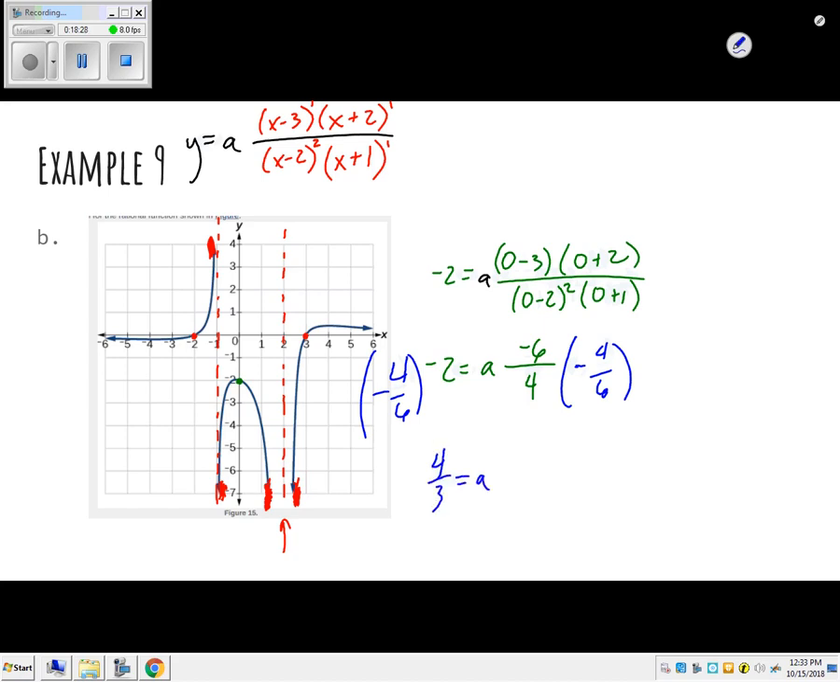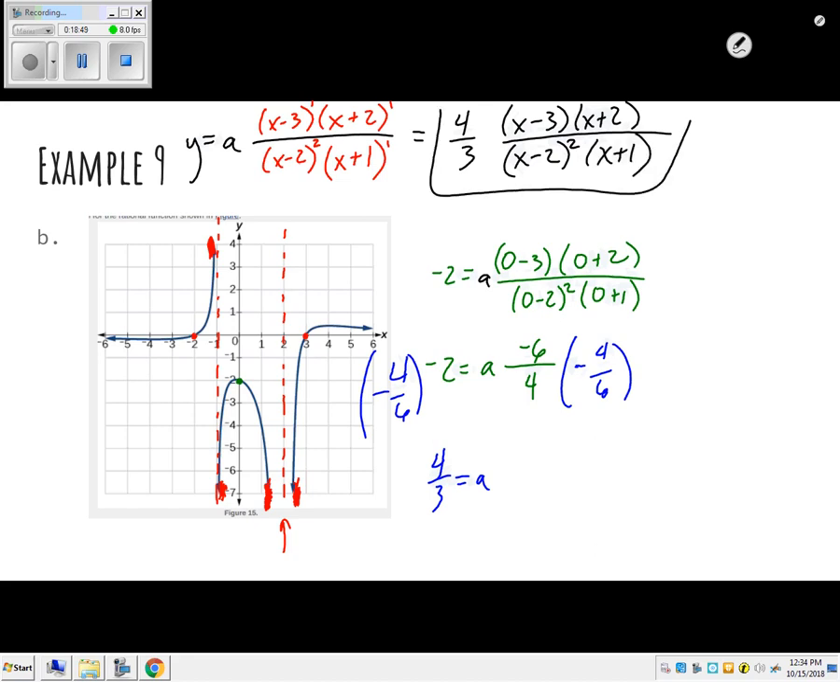My a is 4/3. I think in your book, they go ahead and multiply everything out. You do not. You can leave it in this factored form. Or you can multiply it out. I'll have it on there both ways. So this would be a correct answer.